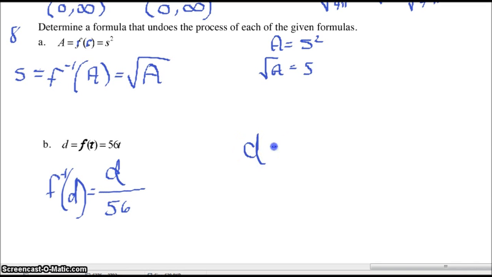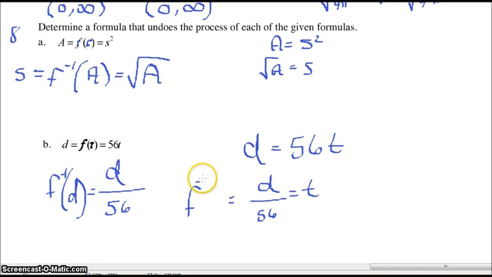So how else could we have done that? Let's just say d equals 56t. Just solve for the input, since the input just reverses those. d over 56 equals t. And so we can say that that's our f inverse of d. And in the previous one we could have said that our f inverse of a is square root of a.